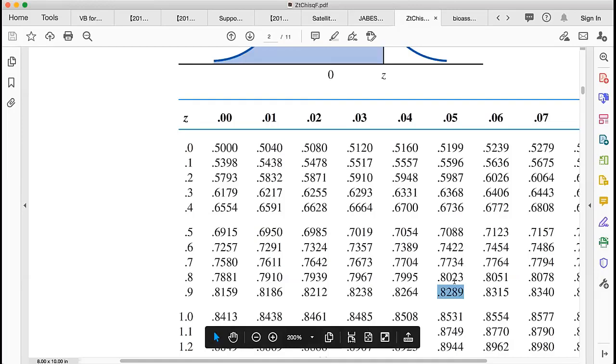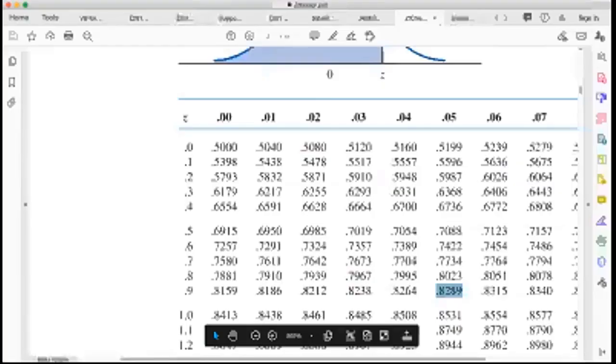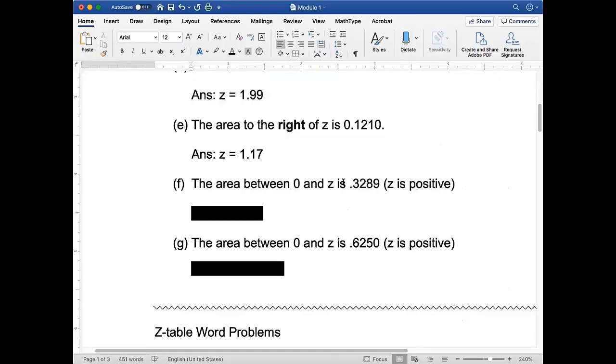Okay, good question. So let's see. It was 3289, remember? And we add a 50%, 0.5 to it. So that becomes 0.8289, right? Okay, is it clear? Okay. So you can also check my answer here.